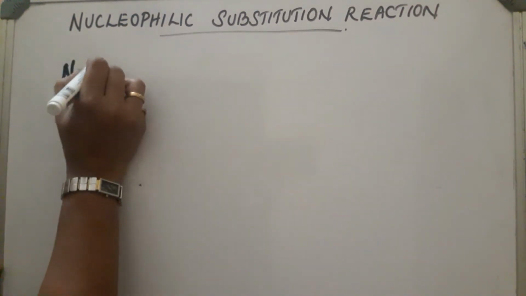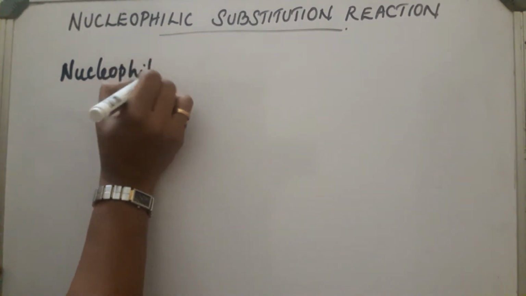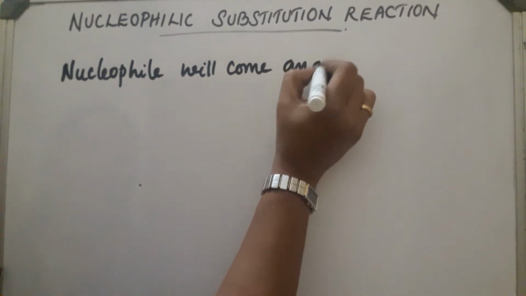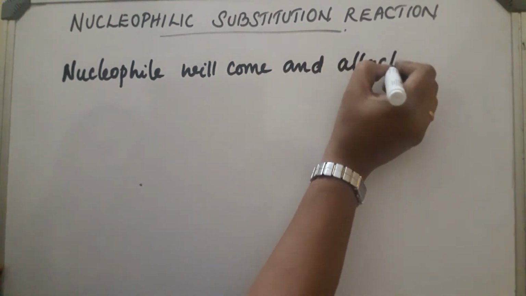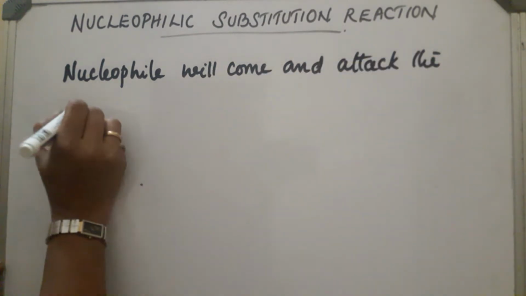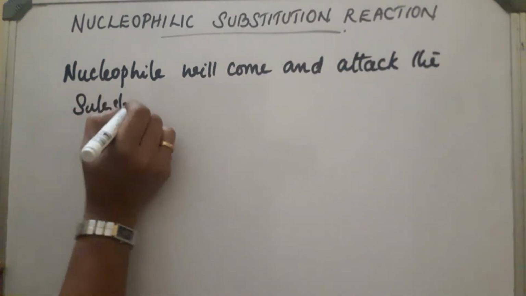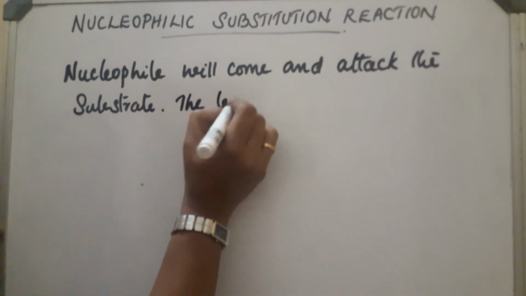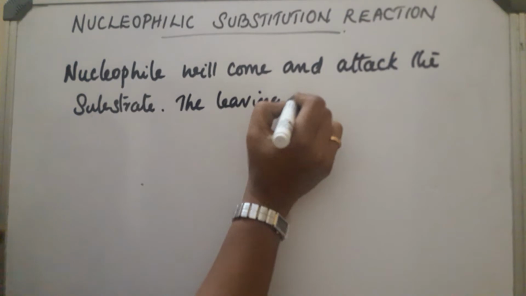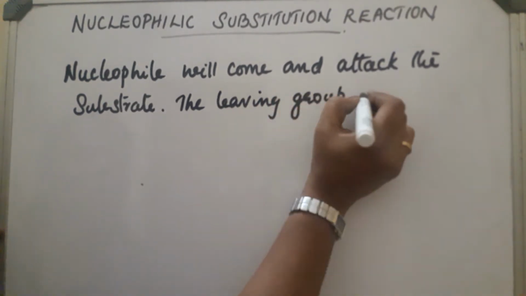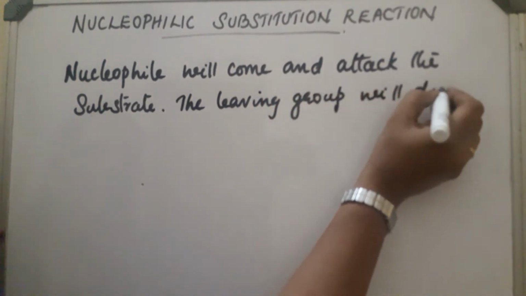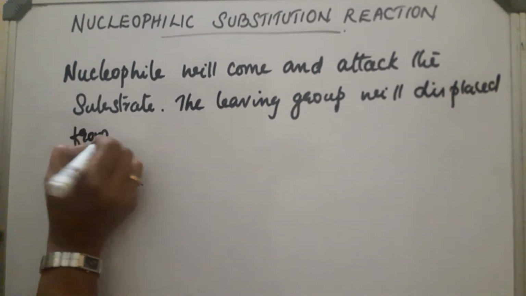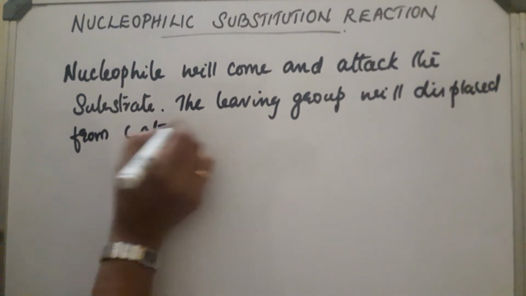The nucleophile will come and attack the substrate molecule. As a result of this, the leaving group will be displaced from the carbon atom with the electron pair.